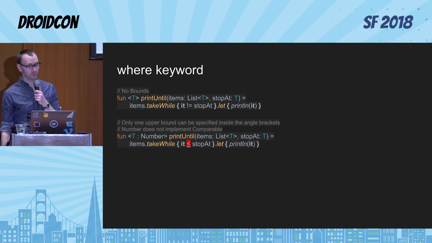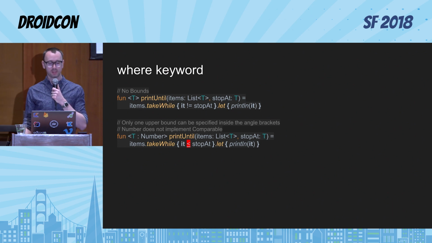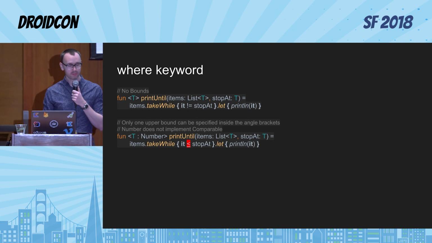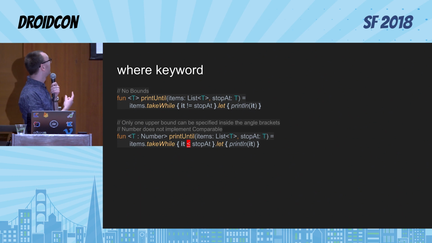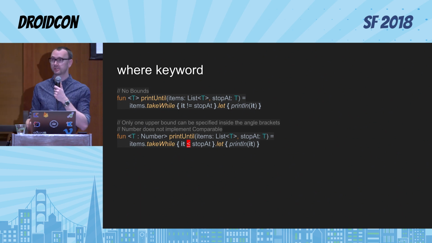If you then realize that you actually want to print the 3, and you also realize that this thing's only ever going to take numbers, the obvious thing would be to add a bound to the generic type to say this is Number, and I want to take while it is less than or equal to the stopAt to try and get 1, 2, 3. This code actually won't compile.